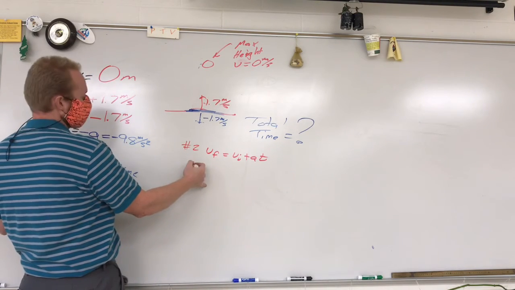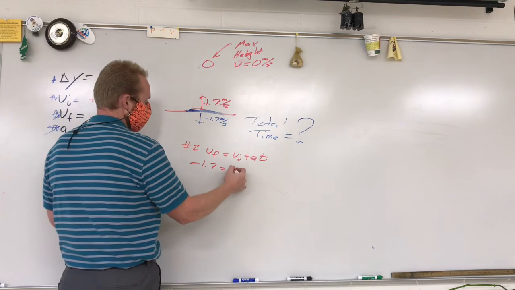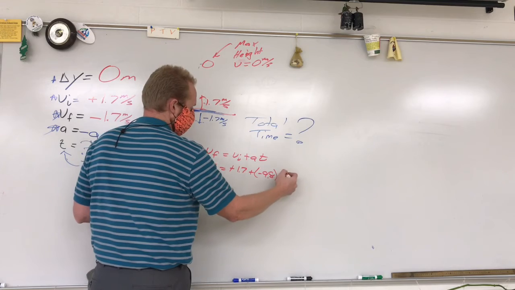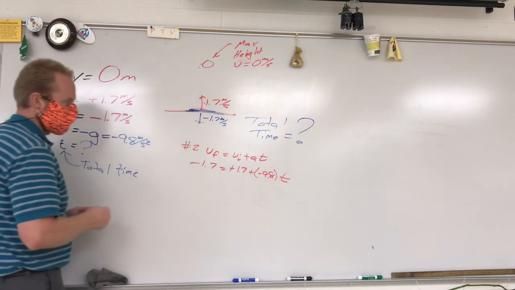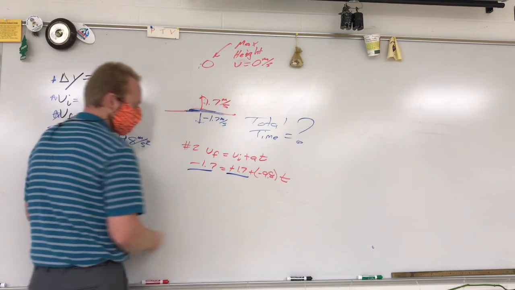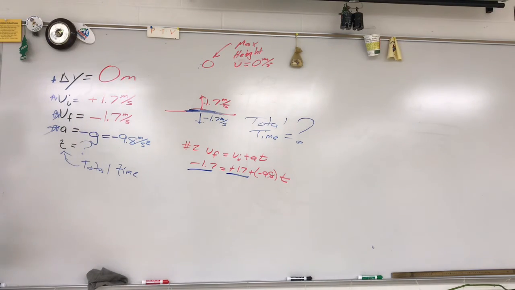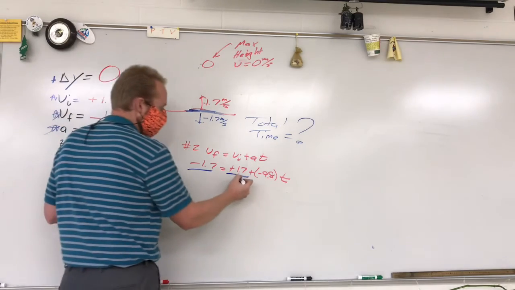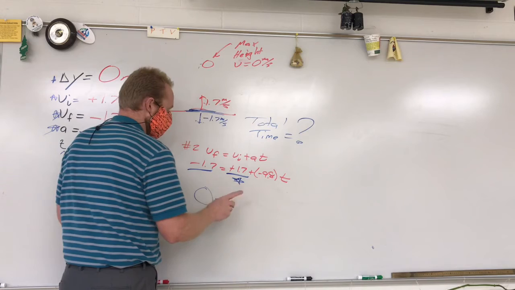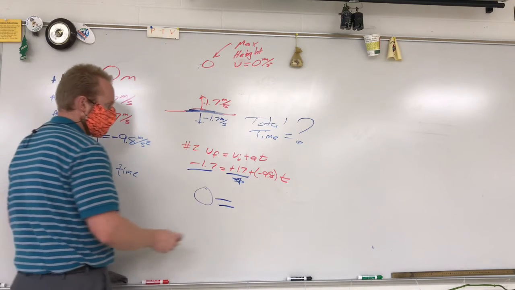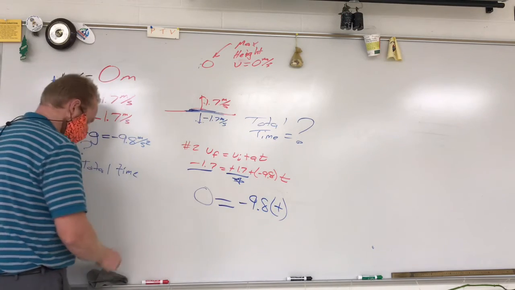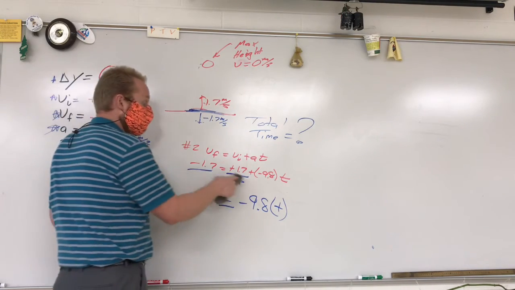My final velocity is negative 1.7, and I'm going to show you this common algebra mistake. People see negative 1.7 and they see a positive 1.7, and they say, well, I got to get the t by itself, I got to get rid of this thing right here. And the common math mistake, and I'm going to erase this, is they will say 0 is equal to negative 9.8 times t. And that's wrong. These are opposites.